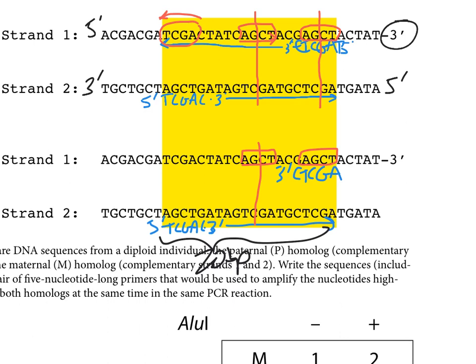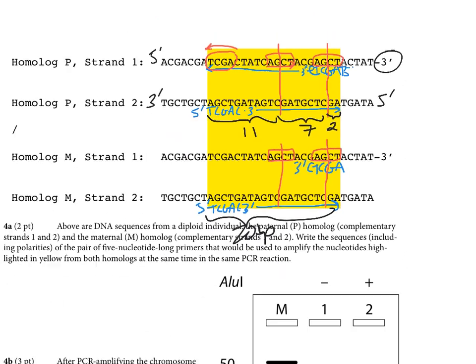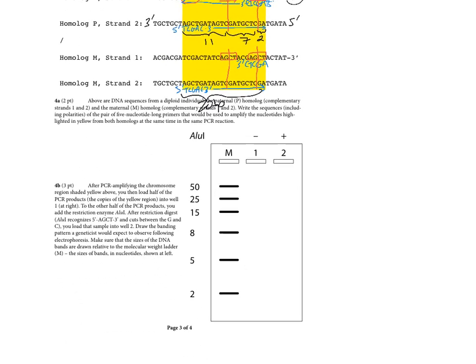So what we have to do then is figure out what are the sizes of these fragments of DNA and how will those appear on an agarose gel? So after digest with ALU1, we have 3 different sized fragments of 2 nucleotides, 7 nucleotides, and 11 nucleotides. And that's in the gel at the bottom, where with ALU1 we're going to see an 11 base pair product, we'll see a 7 base pair product, and we'll see a 2 base pair product.